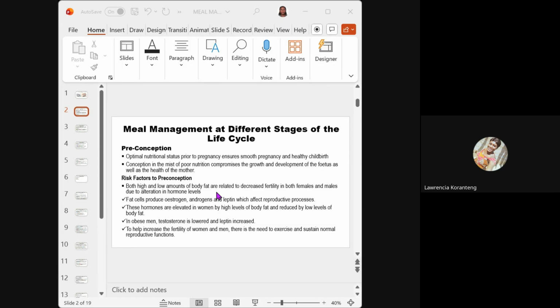So conception in the midst of poor nutrition compromises the growth and development of the fetus, as well as the health of the mother. So whenever there is poor nutrition, especially at the preconception stage, we are saying that it compromises the growth of the fetus and the mother. Why? Why do you think that poor nutrition at the conception stage will compromise the growth of the developing fetus as well as the mother? Why?